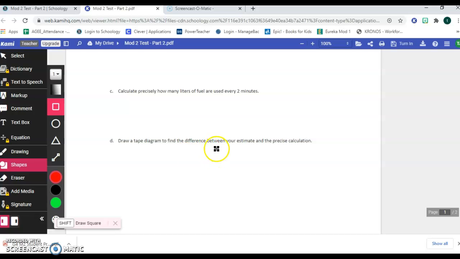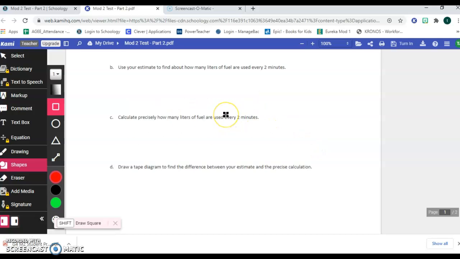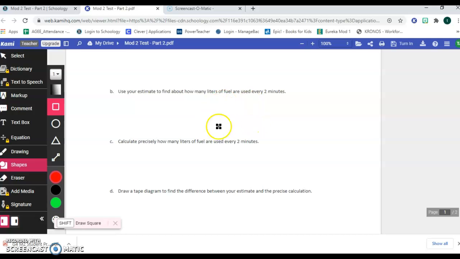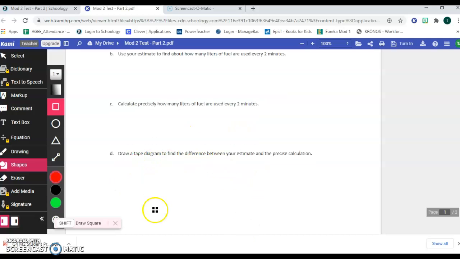So they want you to find the difference between your estimate and the precise calculation. So the precise calculation is here, and the estimate that you found is here. So they're asking you to compare the amount of fuel that you found exactly in C to the estimated amount in B. And that's the work that you'll do here. So you'll draw the tape diagram, and you'll also use some sort of computation strategy to determine what that difference is and say what that difference is.